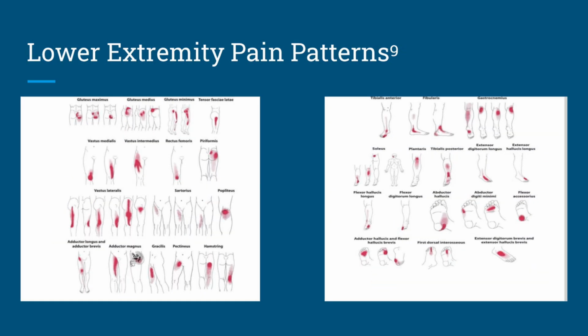And then the same with the lower extremity pain patterns. You can see those darker red areas, that's going to be the trigger points, and where it's slightly shaded, that's where the referred pain is. And then one of the common ones is going to be the piriformis. You see 2 trigger points here, and then they just have radiating pain down the posterior thigh.